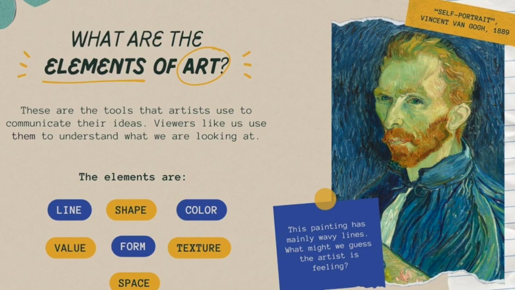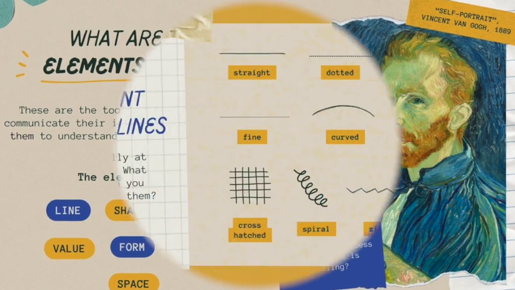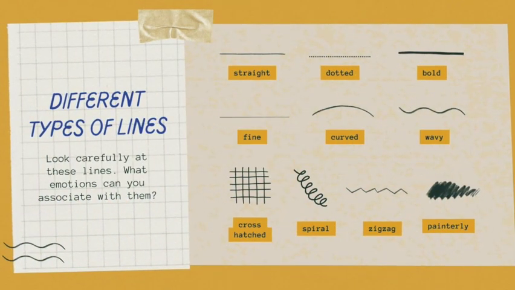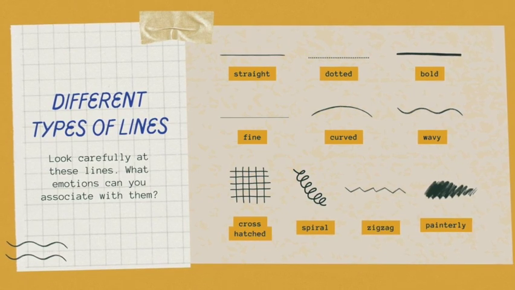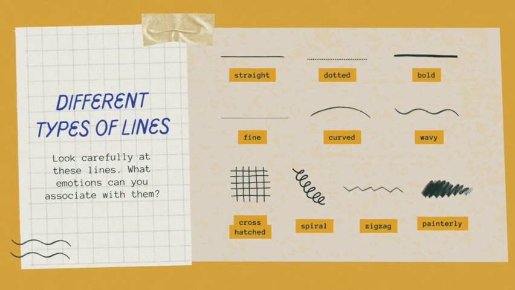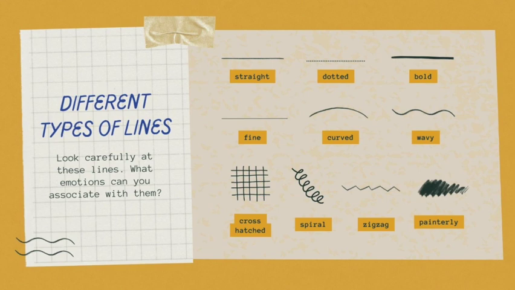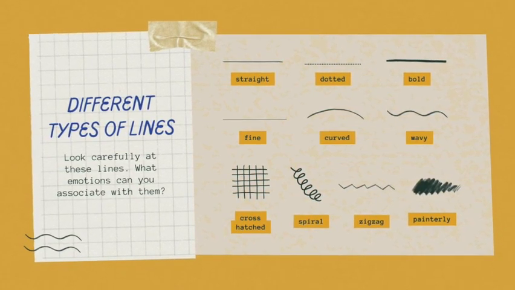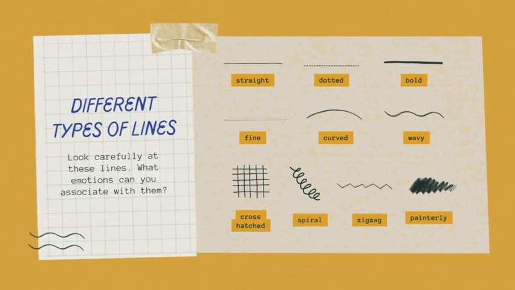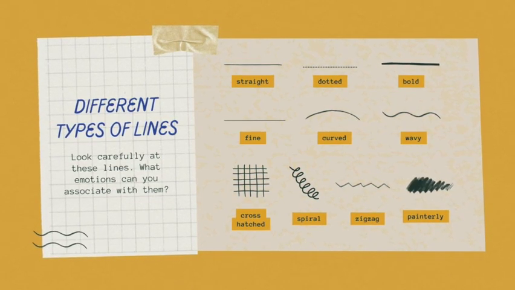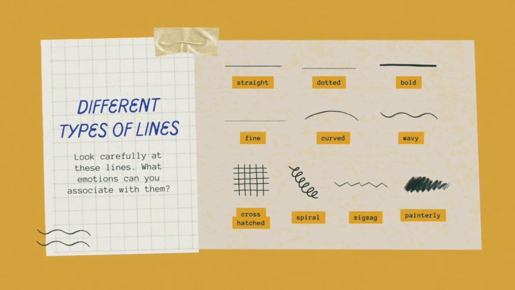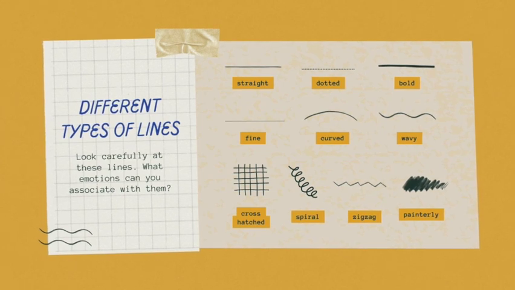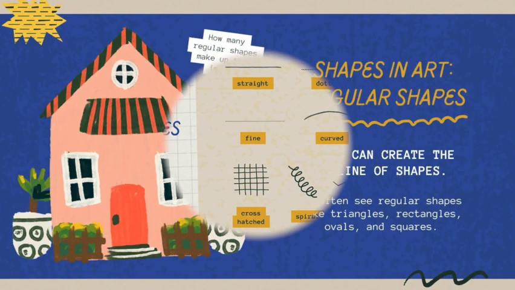To begin this lesson, let's identify various types of lines. There are straight directional lines: vertical, horizontal, diagonal, dotted or dashed lines, thick and thin lines, curved, wavy, crisscross, spiral, looping, zigzag, and painterly lines that we can create with color pencils.